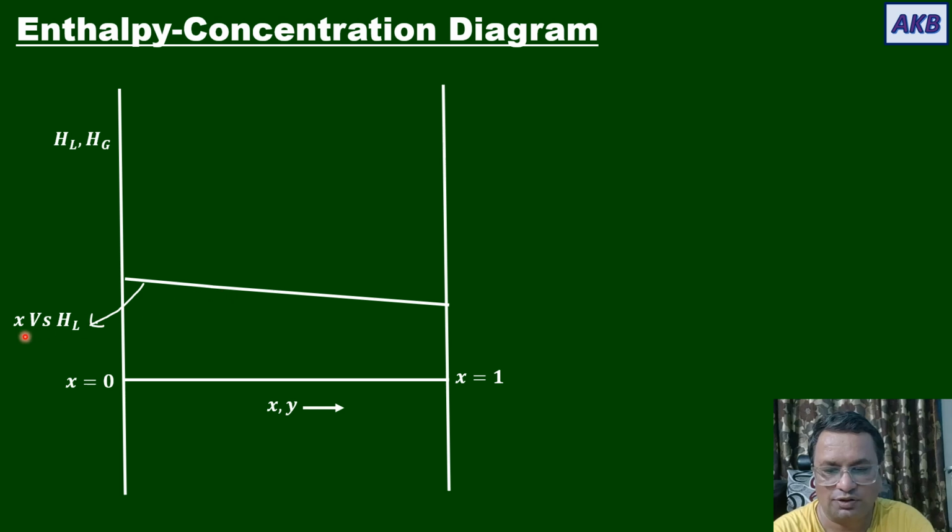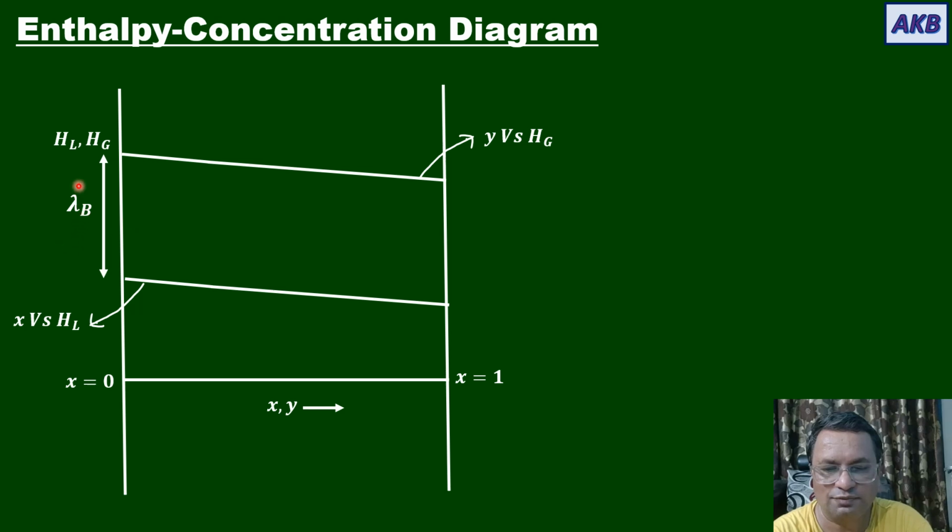You have the result of the plot of x, that is mole fraction of A in liquid, versus enthalpy of liquid. This gives the lower curve, whereas a plot of mole fraction of A in vapor phase versus enthalpies of vapor phase gives the upper curve. At x is equal to 0, the vertical distance between the two curves will give the enthalpy of pure B. x is equal to 0 means no A, so you have just B in it. At x is equal to 1, you have only A, so that represents pure A. The vertical distance between the two curves will give the latent heat of vaporization of A.